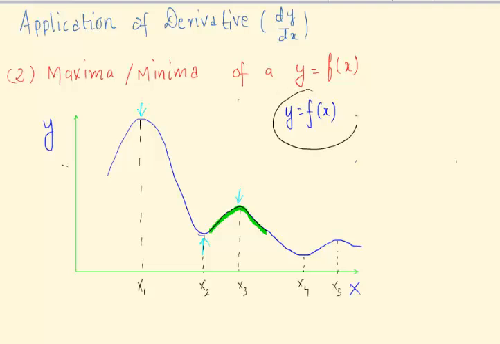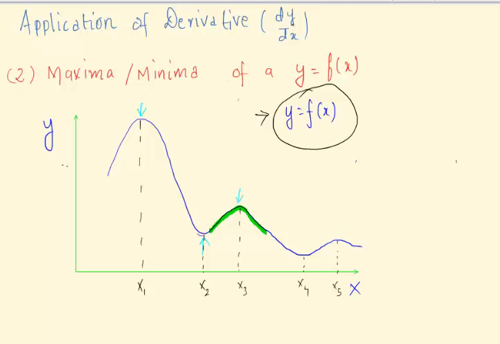given the function y equal to f(x), not the graph, can we find x1, x2, x3, x4, x5 points at which this function attains a local maxima or minima? Which are the points of maxima and minima? So we should start observing the graph to develop a mathematical model that will give you the values of maxima and minima points.